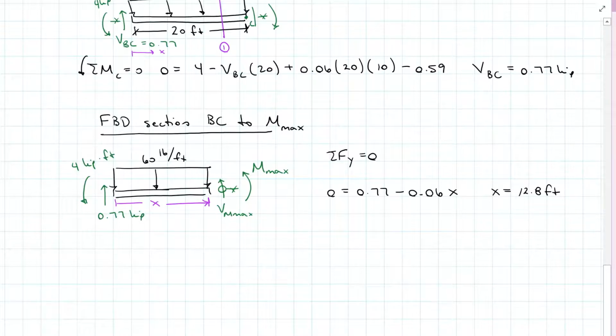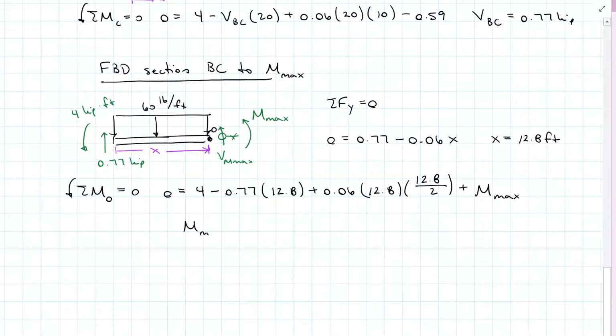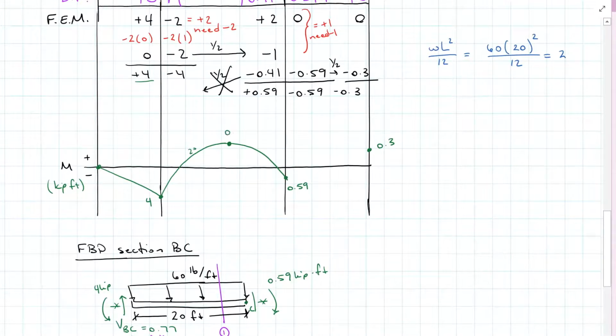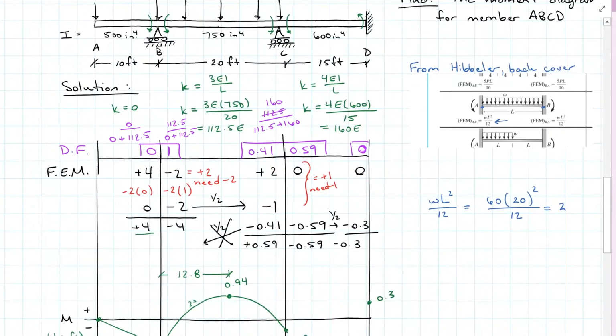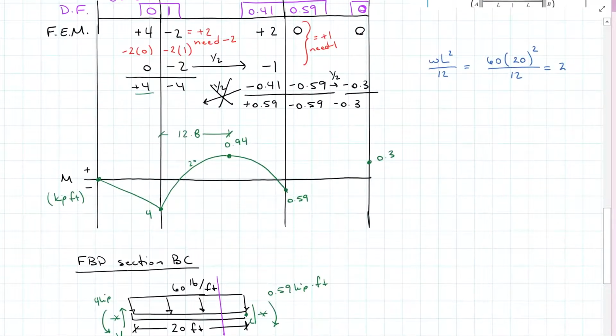Now that I have an X, I can sum moments. I'm just going to call that about O for my section there. Counterclockwise, I'm adding to the equation. And I find that my moment max is equal to 0.94 kip feet. And that positive answer means it is acting with compression in the top. So coming up here, this is 0.94 at 12.8 feet from B, because remember that's where my origin is set up. From C to D, I have no load, so I have nothing here altering what's going to happen with my moment diagram. So that's just a straight shot to 0.03.